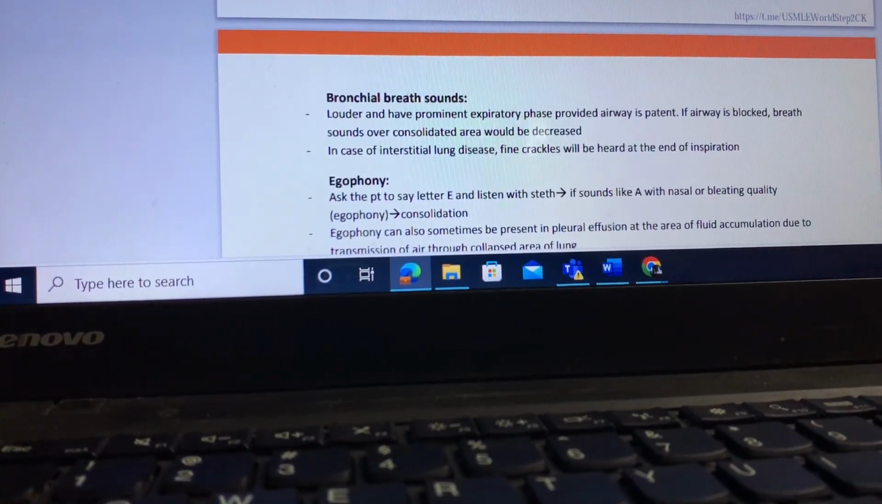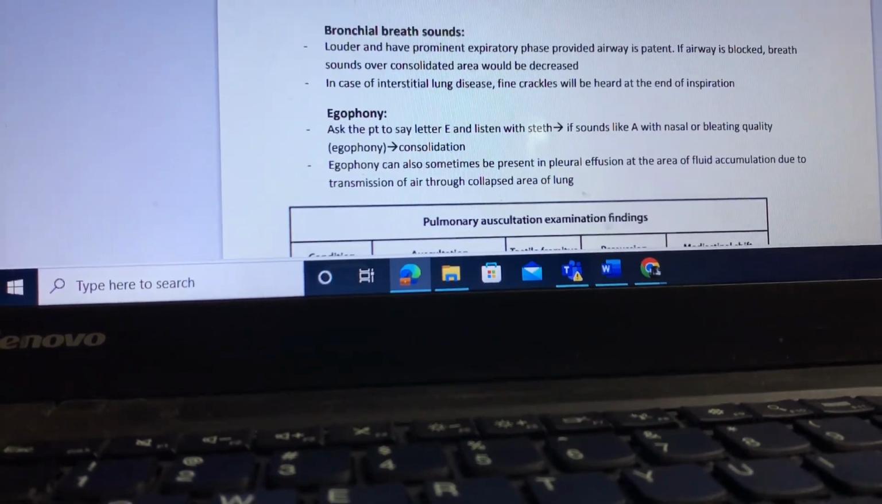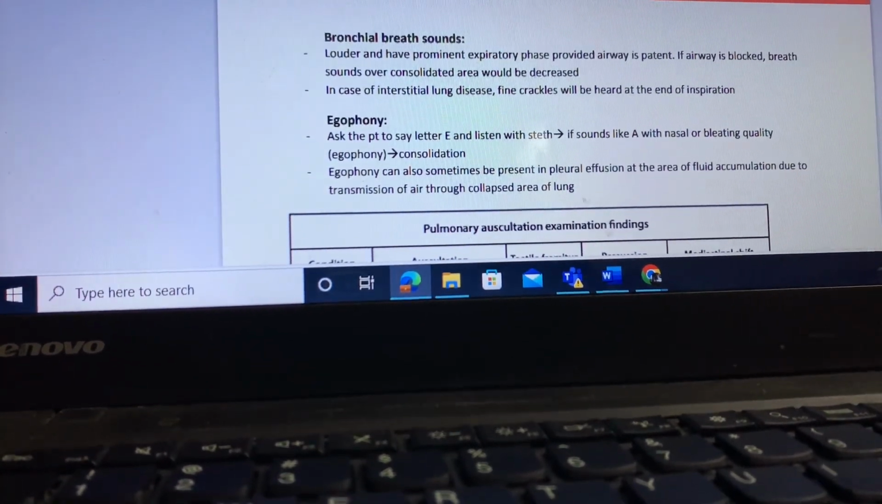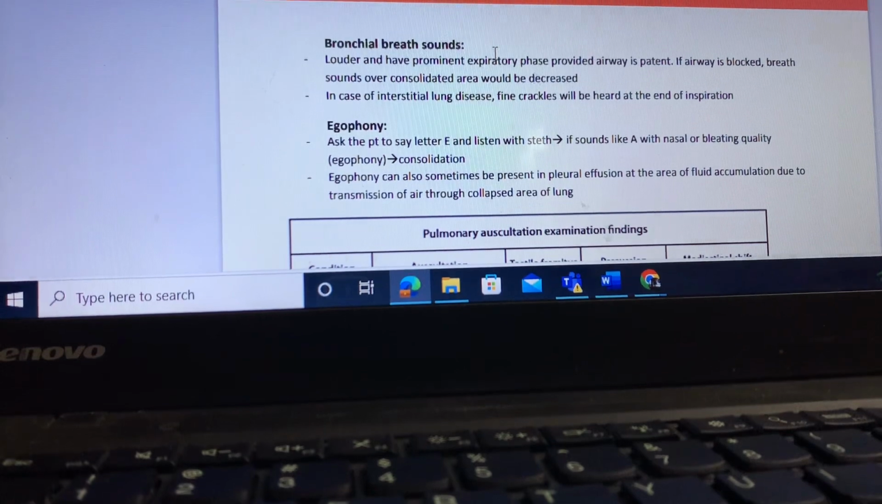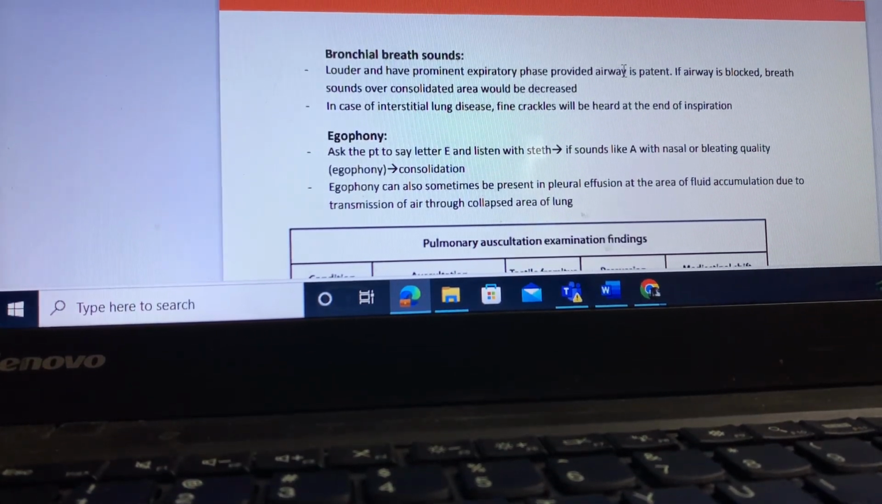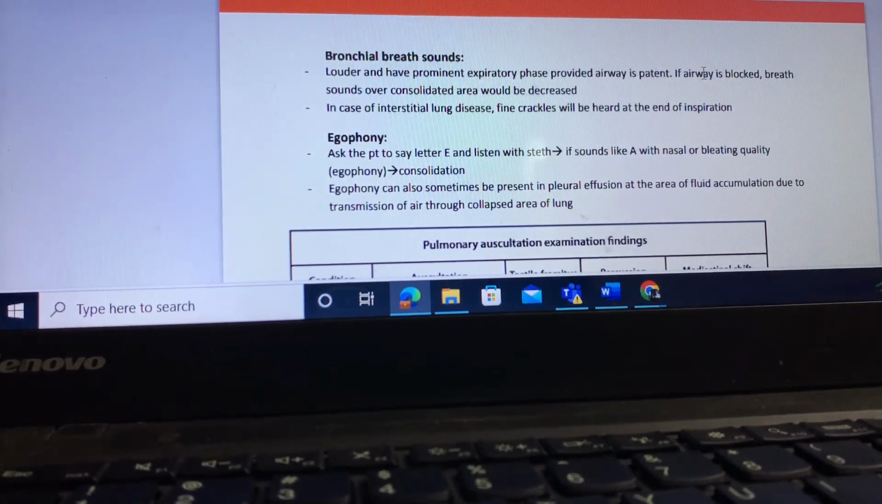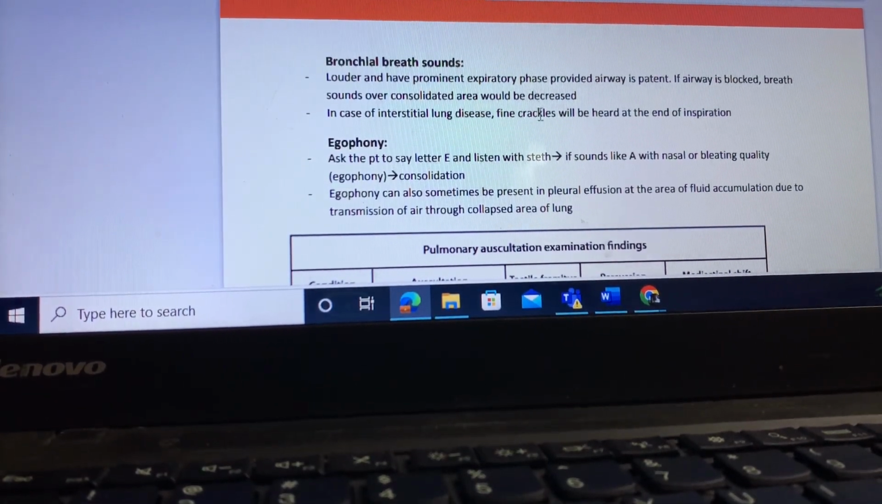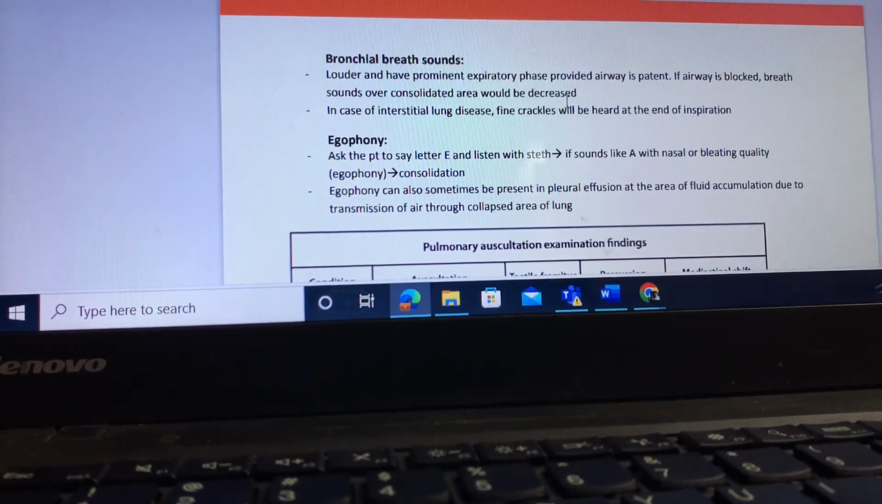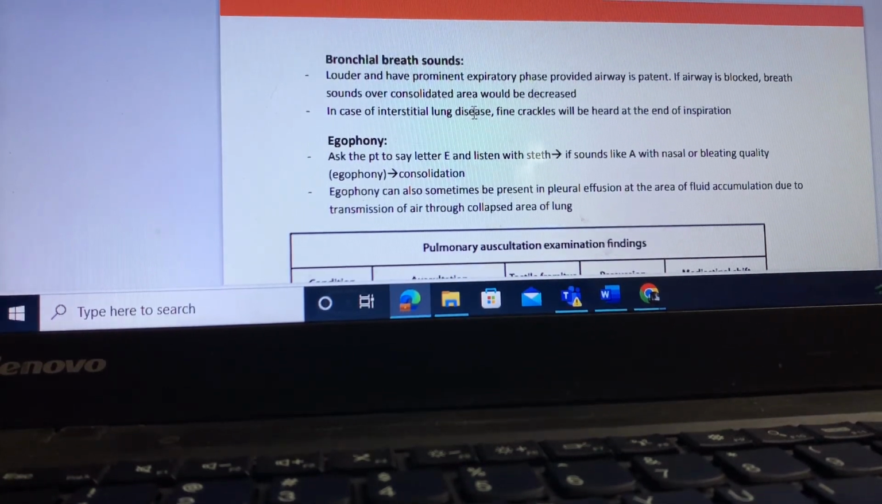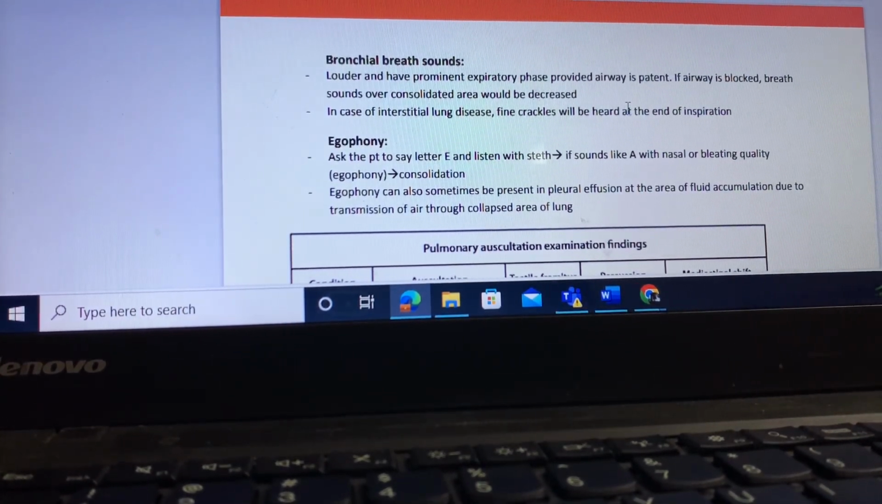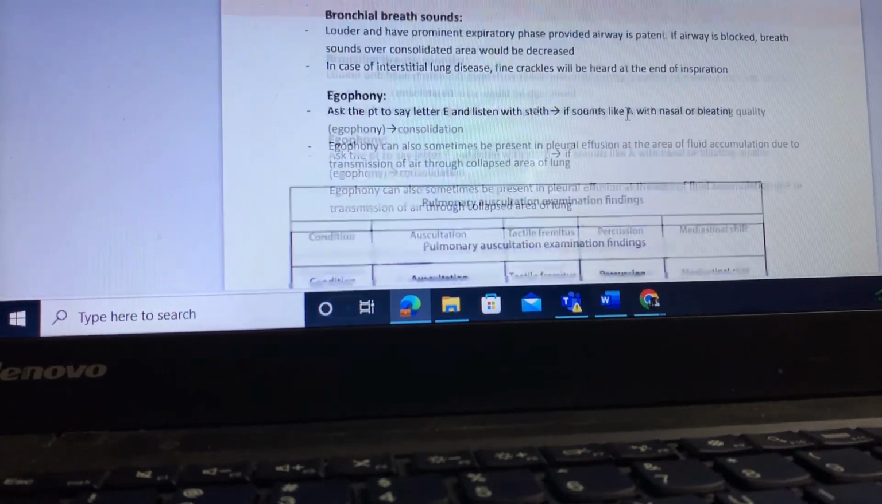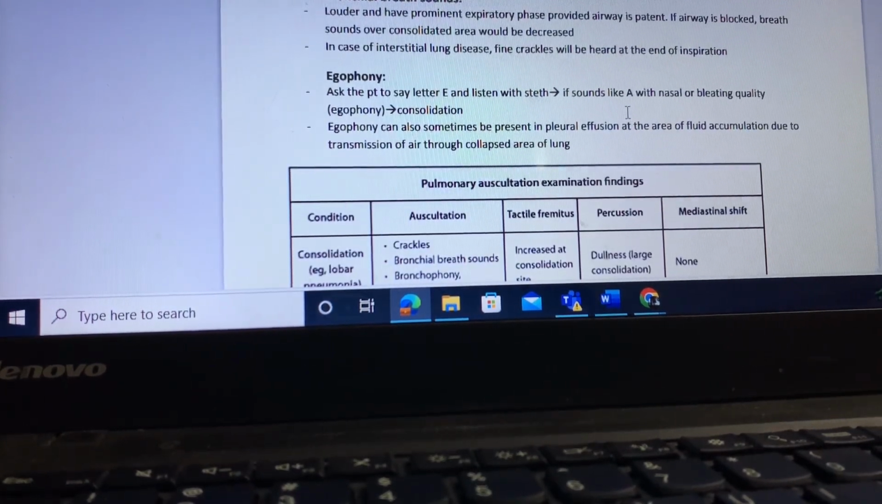Okay. And what are bronchial breath sounds? So bronchial breath sounds are louder and have a prominent expiratory phase provided the airway is patent. If the airway is blocked, breath sounds over the consolidation will be decreased. Now, in case of interstitial lung disease, the fine crackles will be heard at the end of inspiration. So you have to remember the auscultation findings.